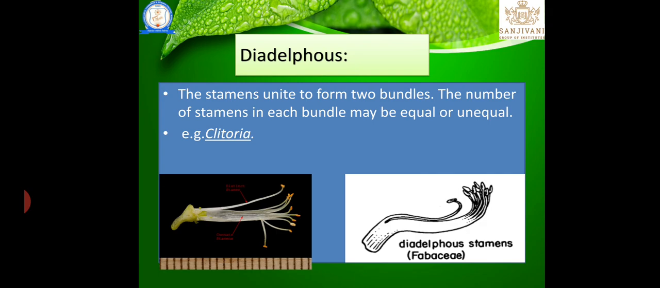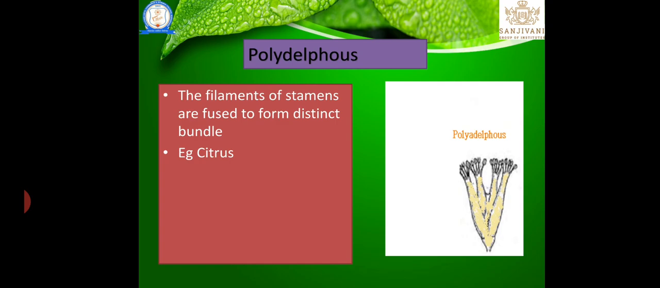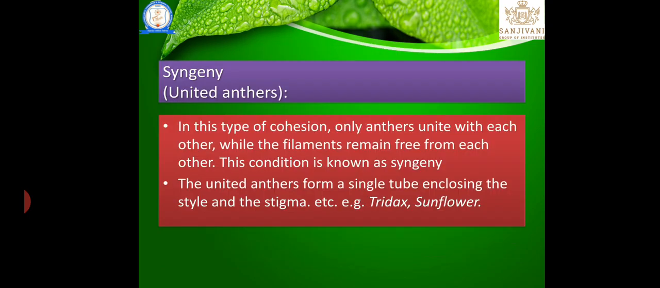The number of stamens in each bundle may be equal or unequal. For example, clitoria. Polyadelphous: the filaments of stamens are fused, forming distinct bundles, more than three, that is known as polyadelphous. For example, citrus. Syngeny: united anthers. In this type of cohesion, only the anthers are united, the filaments are free. This condition is known as syngeny.